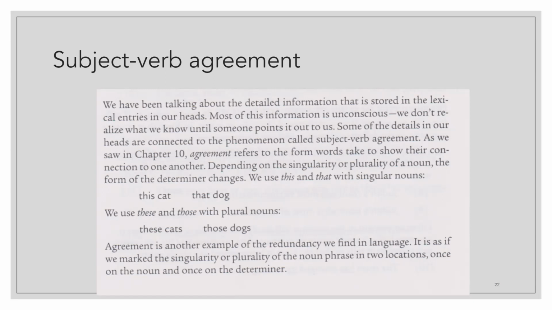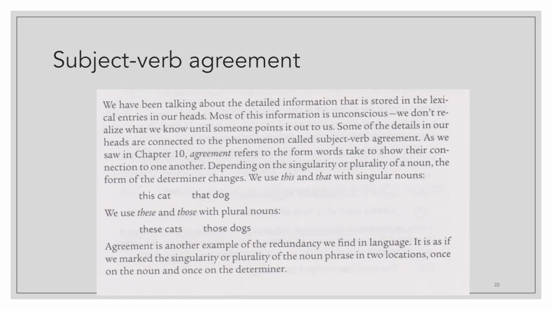Okay, so if we think about the words this or that, with singular nouns, this cat or that dog, we know that determiner, which is a demonstrative, this and that, must agree with the noun, must be singular. If the noun is plural, cats, dogs, then we need a plural demonstrative, a plural determiner, these cats, those dogs.